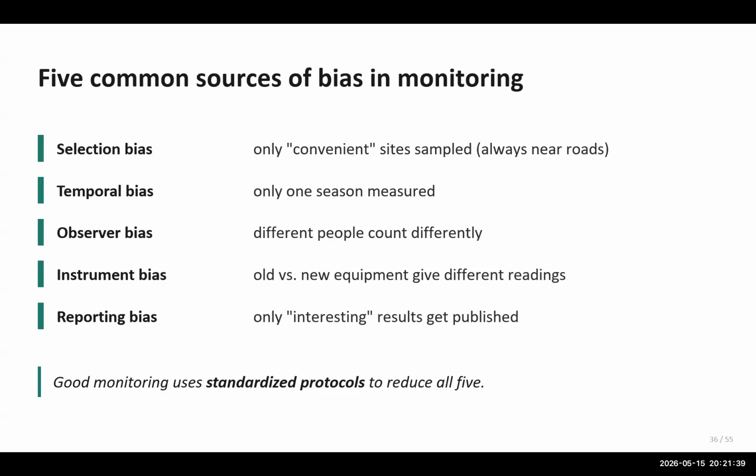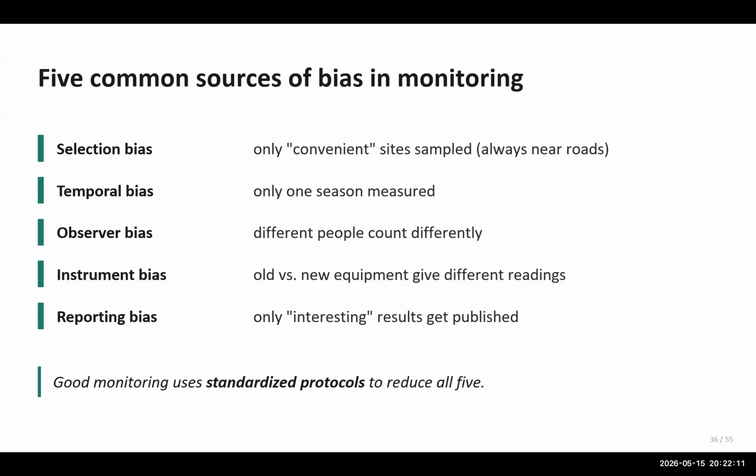So these are the 5 common sources of bias in monitoring. Let me show you 5 common examples. One is the selection bias. You only sample where it is convenient for you. For example, you always measure near a roadside. This is a selection bias, because you will find high pollution since you are selecting a site that you know has high pollution.